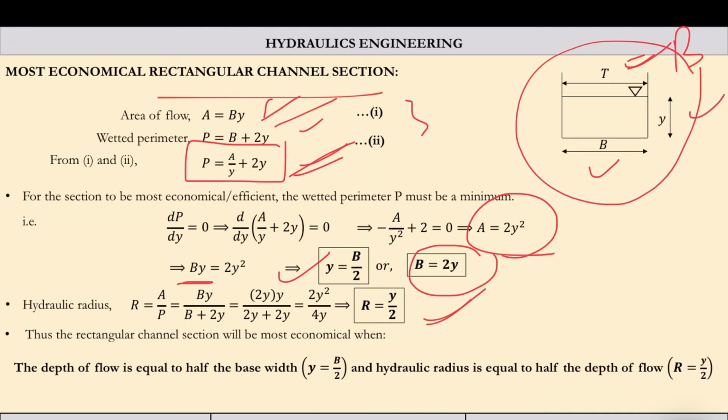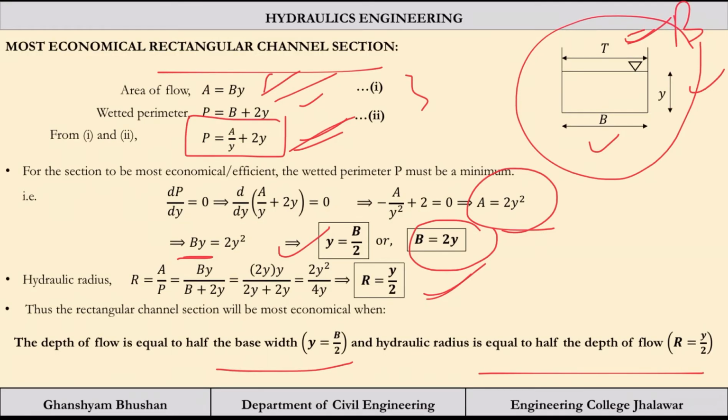So for the most economical channel, the hydraulic radius should be half the depth of flow. Okay, so the depth of flow is equal to half the base width, and hydraulic radius is equal to half the depth of the flow. So in this way you can calculate the various dimensions of a rectangular channel for it to be most efficient.